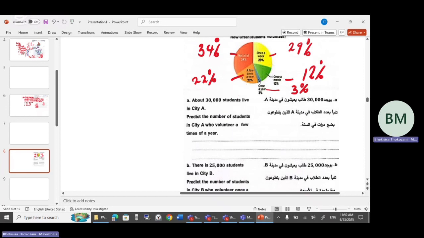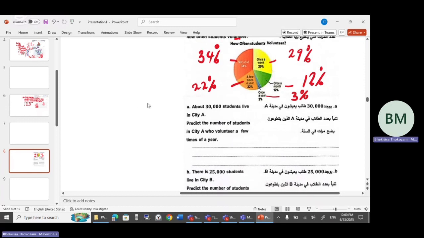Now, let's check the question. Now that you are able to see what we are doing here. So we're going to start with part A of the question, which is this one here. About 30,000 students live in a city. Predict the number of students in a city who volunteer few times a year. Again, very important. This part is your few times a year, the 22%. This is the part, this one here, because it's important to know what they are talking about.